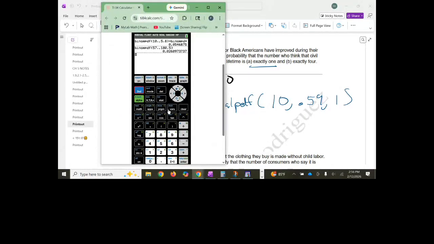Boom. Second bars. Boom. Binomial PDF. Here we go. All right, we got 10. We got 0.59. We got an X value of 1. We're going to paste it. We're going to enter it. And y'all, I'm coming up with 0.002.